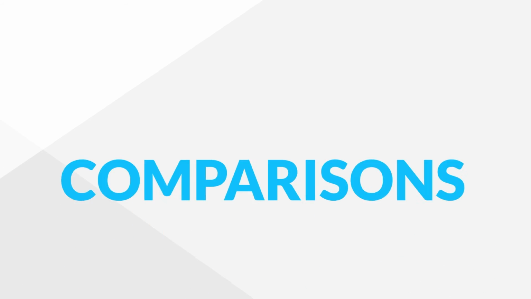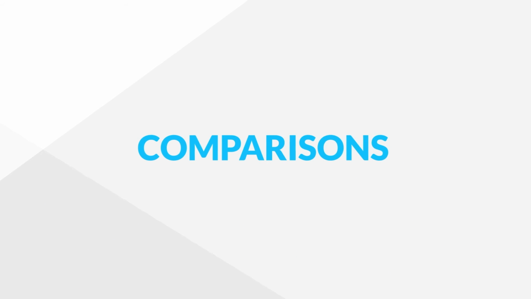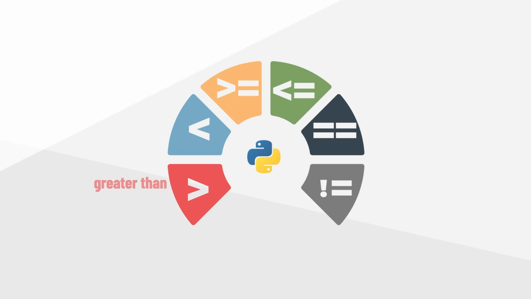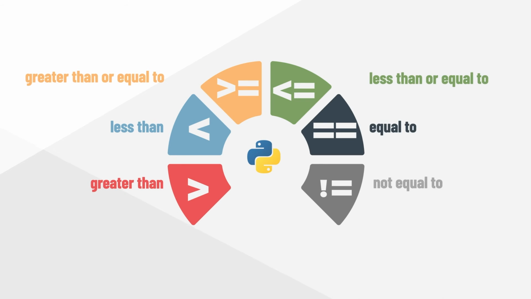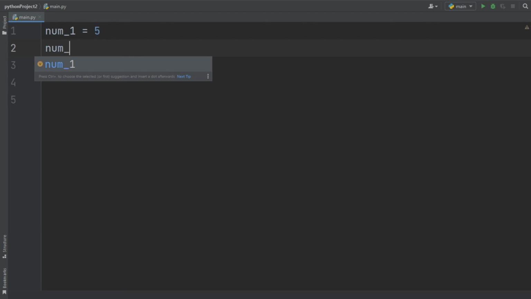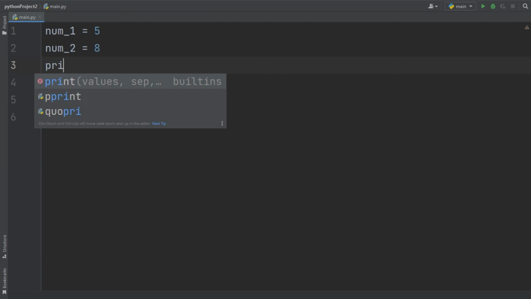Another common thing that you need to know about numbers is to use comparison. There are several logical operations in mathematics that you can implement in Python. These are comparison operators: greater than, less than, greater than or equal to, less than or equal to, not equal to. Imagine we have two values and we want to compare them together. For example, num1 is 5 and num2 is 8. Let's check if these variables are equal.